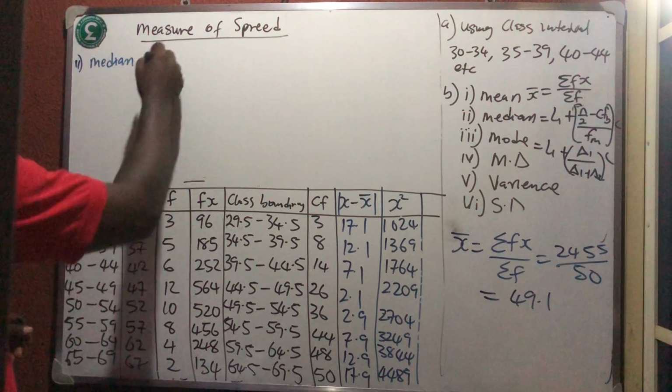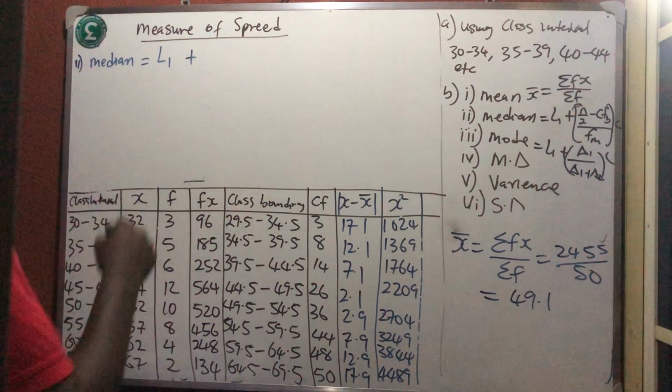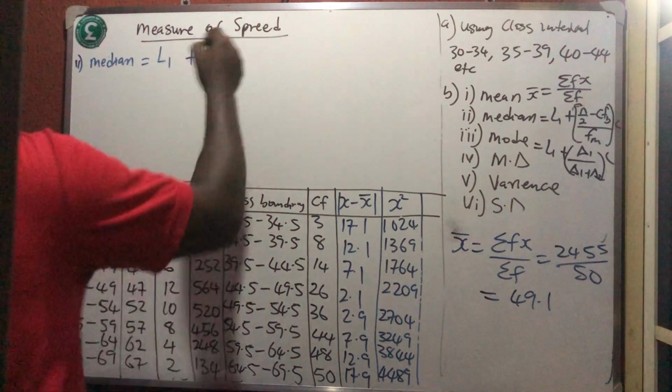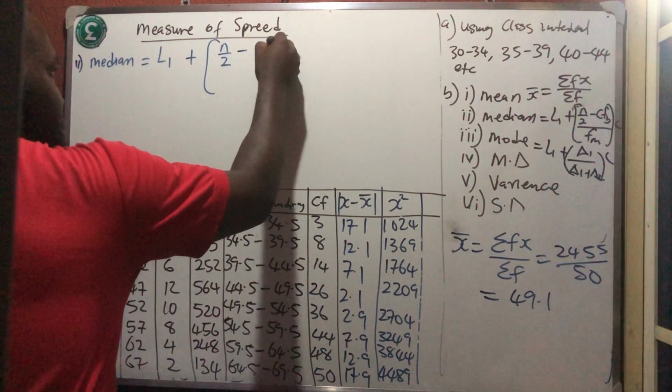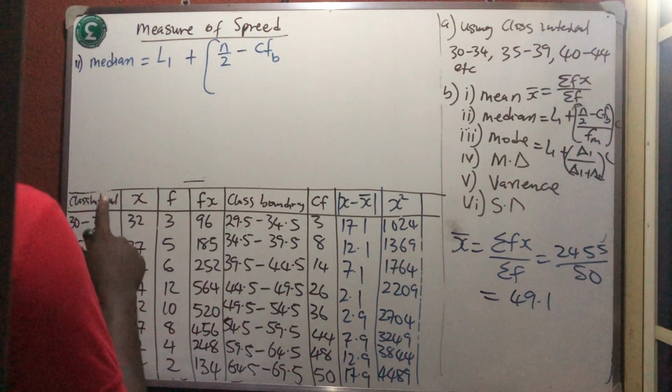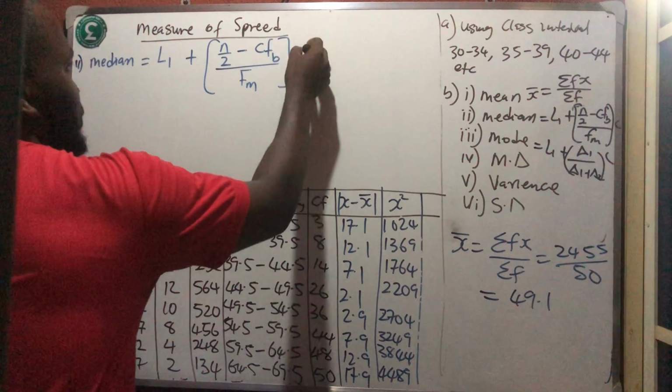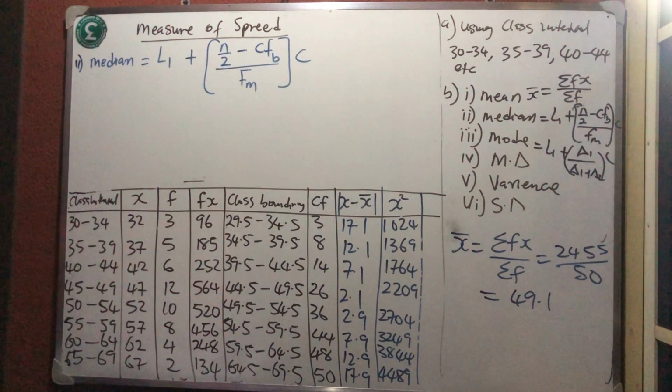So this table will help us to get everything we want to get. So we have gotten the mean. The second one is now to get the median. Now don't forget that median is L1 plus n over 2, which will give you the middle, minus the cumulative frequency before that middle, then divided by the frequency of that middle, then everything will multiply by c. This formula is not difficult to remember.